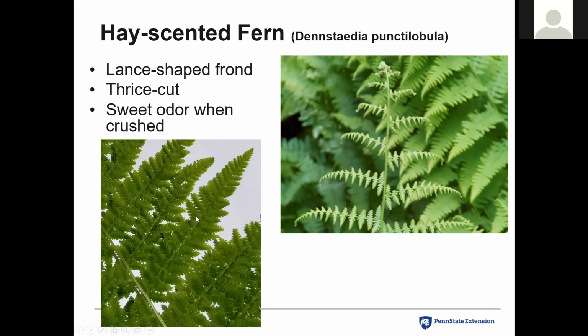And so that's one way you can learn to identify hay-scented fern. So it's going to send up a single frond, typically triangular shape, and have these leaflets that are 3 times cut. And then, of course, the odor, and that's where it gets its name. A lot of people describe that as being fresh cut hay.